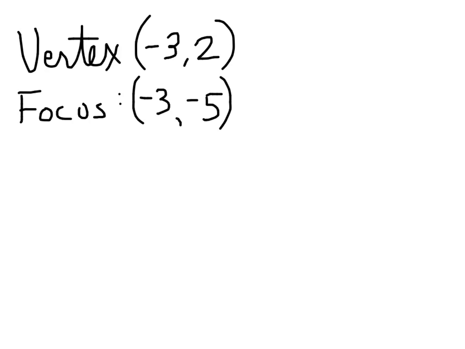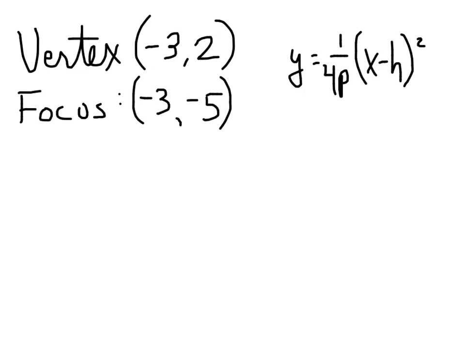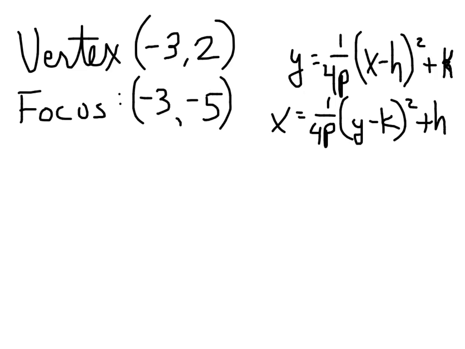Now, when you're writing equations, you have one of 3 options. Option 1, you have this: y equals 1 over 4p, x minus h, the quantity squared, plus k. What form is that in? What's h and k? Vertex. Right, that's vertex form. Okay? Or, if it goes left and right, you'd have the same type of scenario happening: x equals 1 over 4p, y minus k squared, plus h.